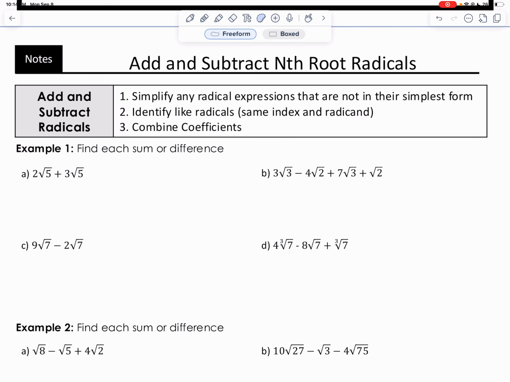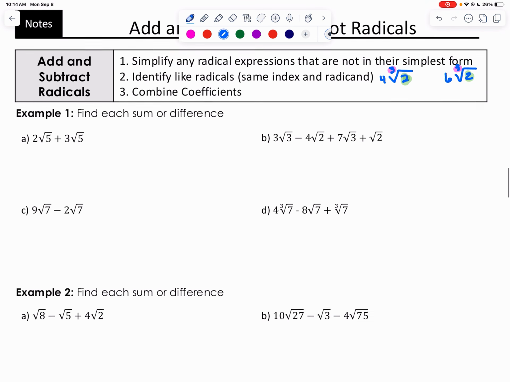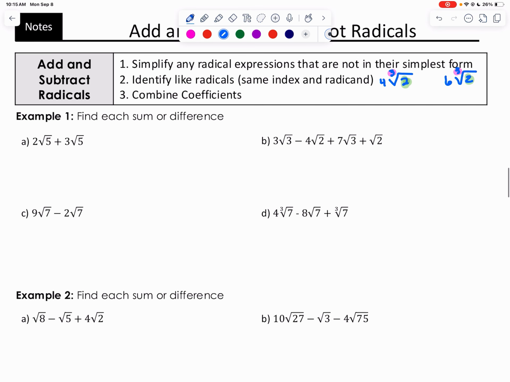For example, if you have 4 cube root 2 and 6 cube root 2, these would be considered to be like radicals because they have the same radicand and they have the same index. After you have identified your like radicals, you'll simply combine the coefficients of those radicals. Now, let's look at a couple of examples of how this works. In example 1, it says find each sum or difference.